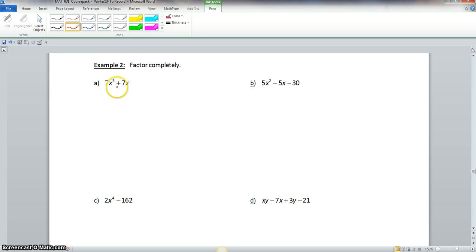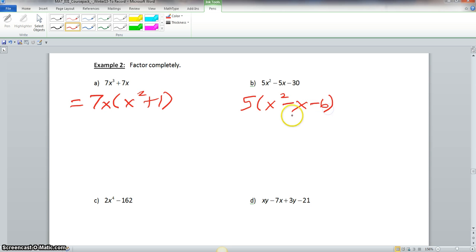Now we come to example 2a. We have these two terms here. We could factor out a 7x, and we would be left with x squared plus 1. There's nothing more we could do with this. Now we go here. We have 5x squared minus 5x minus 30. We could factor out a 5, and we will be left with x squared minus x minus 6. Now we look inside here. We have nothing else in common that we could factor out.